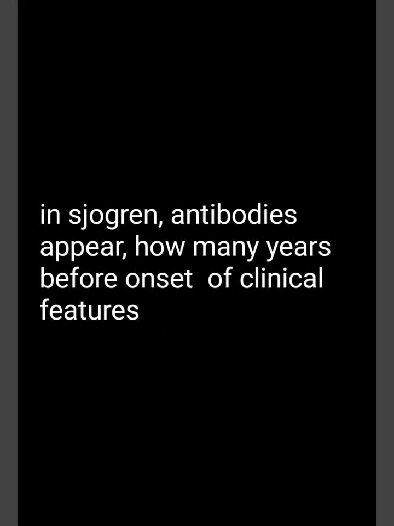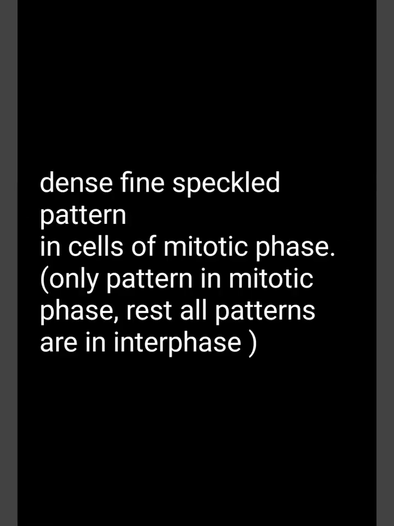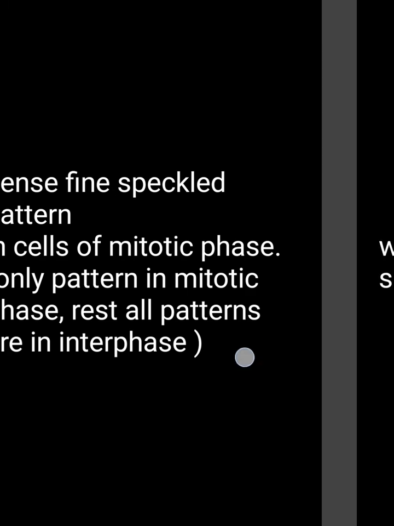In Sjogren, antibodies appear how many years before onset of clinical features? 10 to 15 years. Which pattern of ANA rules out CTD, connective tissue disorders? Dense fine speckled pattern, in cells of meiotic phase. It is the only pattern in meiotic phase; the rest are all patterns in interphase.